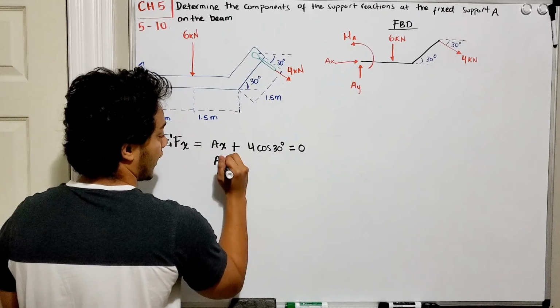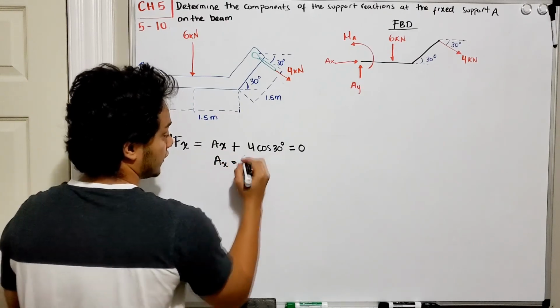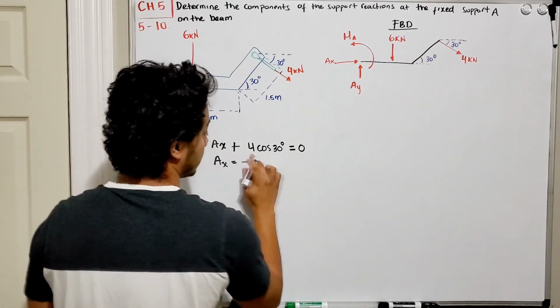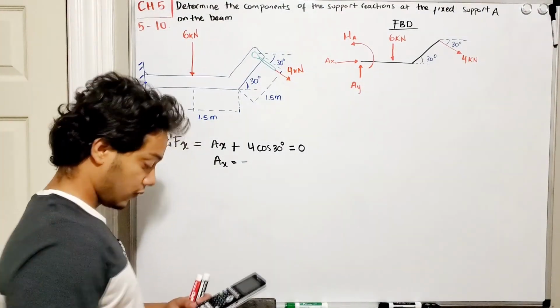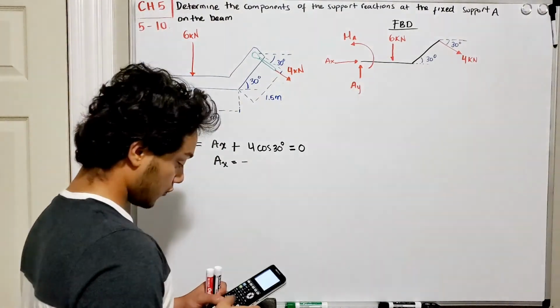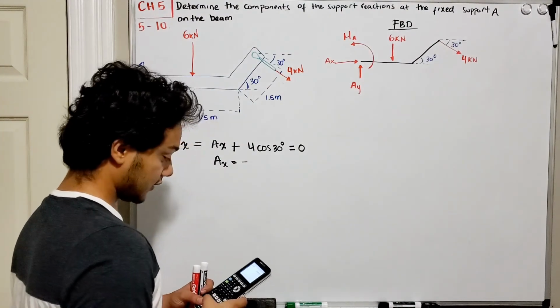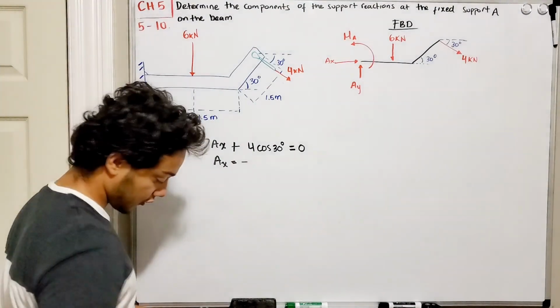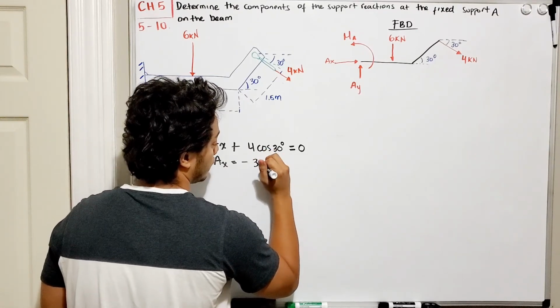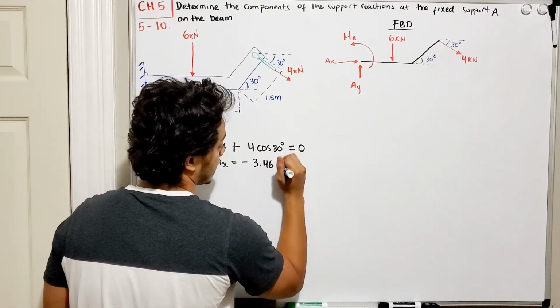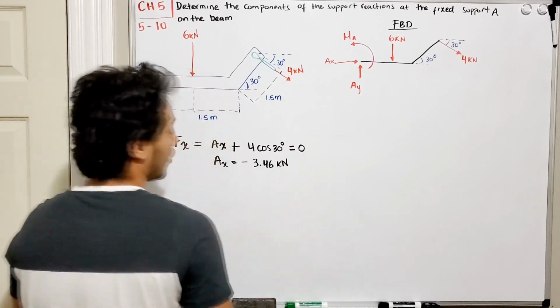So if we solve for Ax, we'll find out that it's going to be negative this. So we use our calculator, we do 4 multiplied by the cosine of 30 degrees, and that gives me 3.46. Okay, so we found out that this is going to be 3.46 kilonewtons.